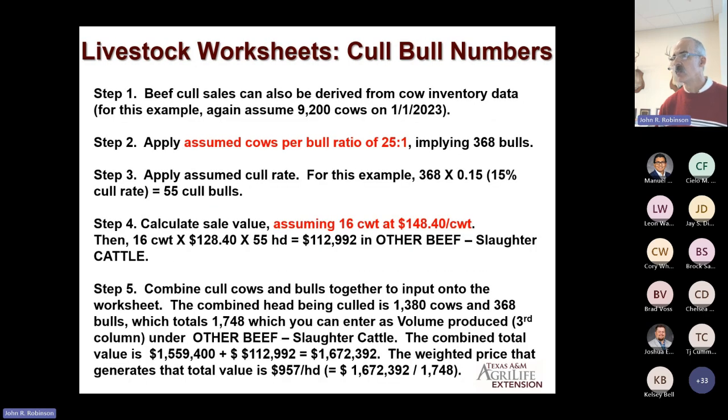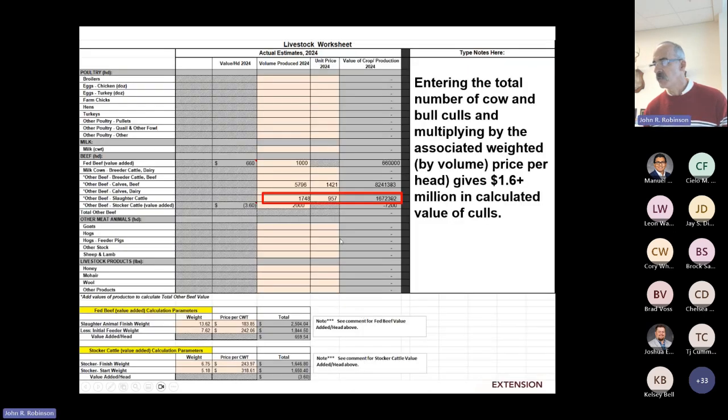You can do the same thing with assuming a bull to cow ratio. Again, starting with the same inventory number, you can do some calculations to back into the number of bulls and apply David's cull bull price to that and come up with a value there. If you combine the two and get a weighted value per head, you enter it on the slaughter cattle line. If you have any questions about that after the fact, I know it's awfully confusing.